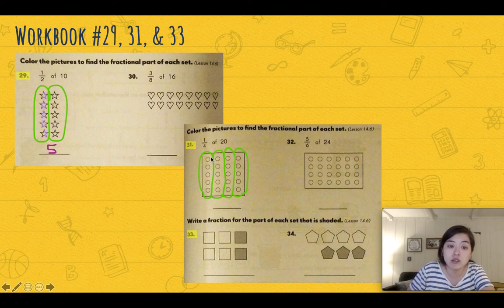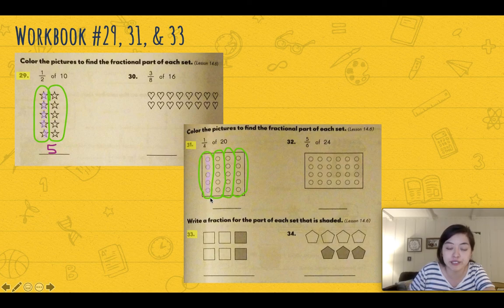Let's see, 1, 2, 3, 4 groups, but are they equal? Each group should have the same number of dots. 1, 2, 3, 4, 5. Yes. Each group has 5 dots, so that works out. But now I just want to color one of those groups out of the 4. So I'm going to color the first group here. How many dots did I color? 1, 2, 3, 4, 5 dots. So 1/4 of 20 is 5.